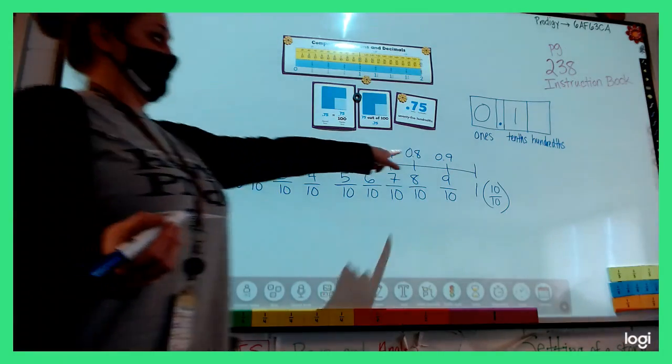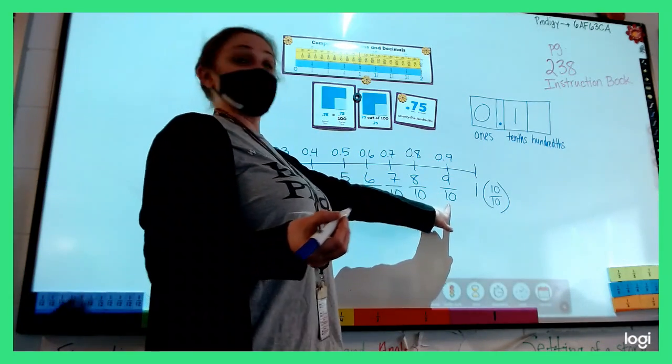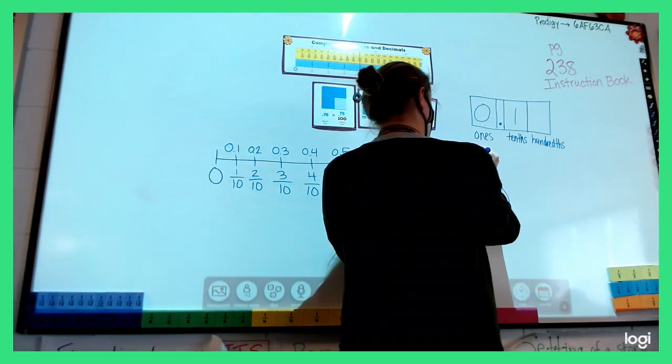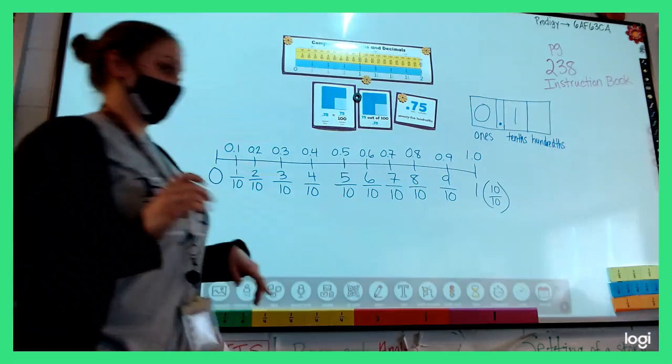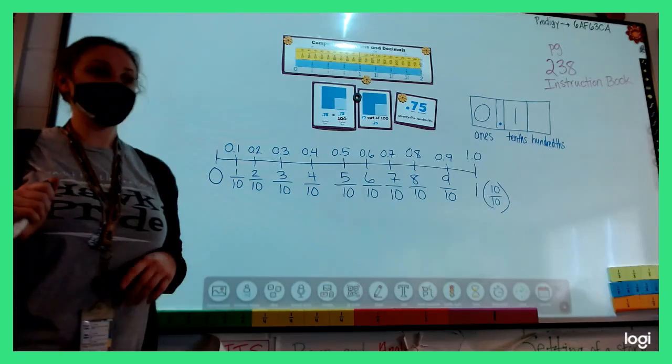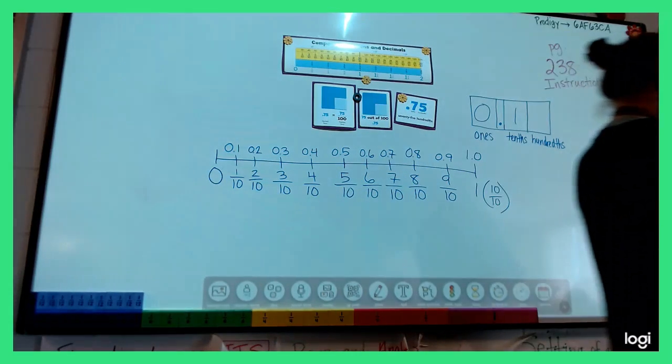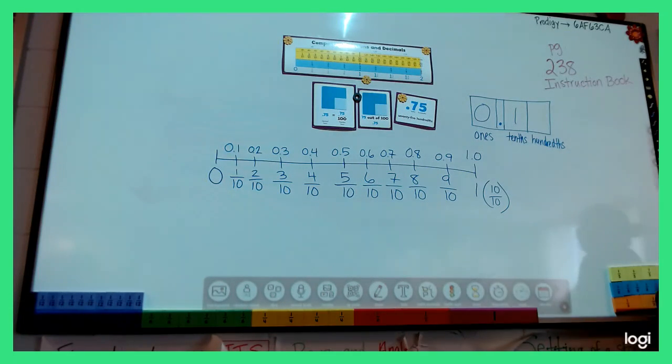When I get to 9/10, I'm about to move up to one whole thing. It would just be 1.0. I have one whole thing with nothing left over. I will give everyone about 10 more seconds to try to finish writing this down.